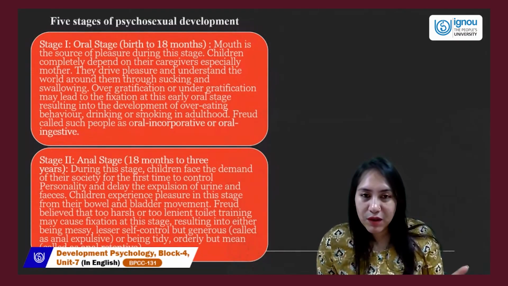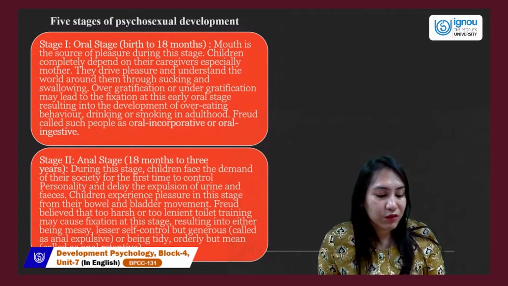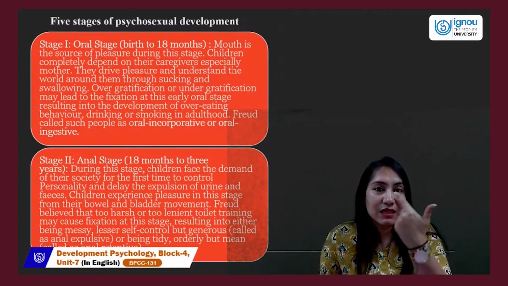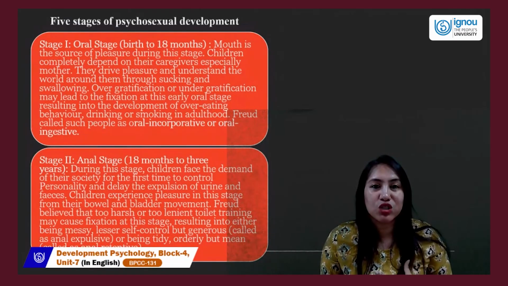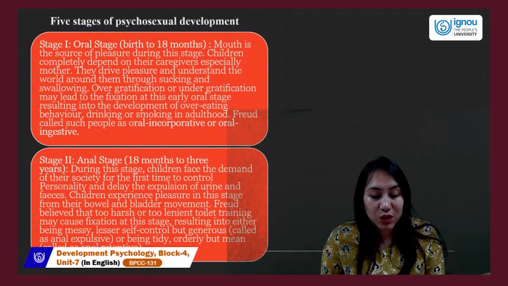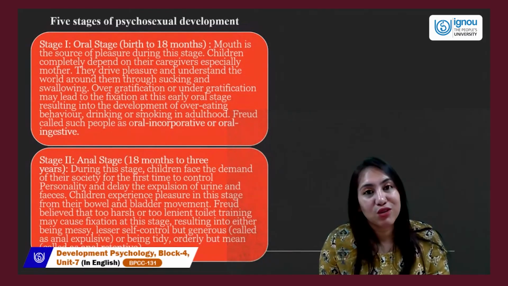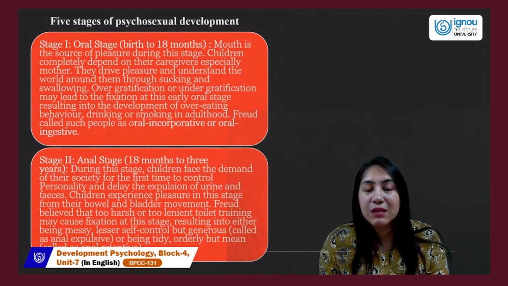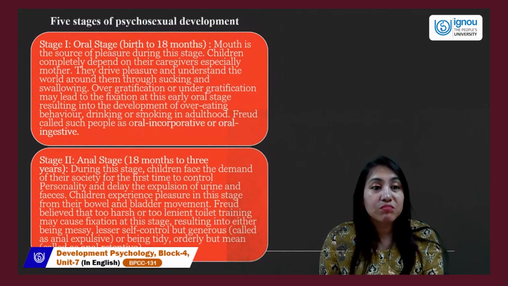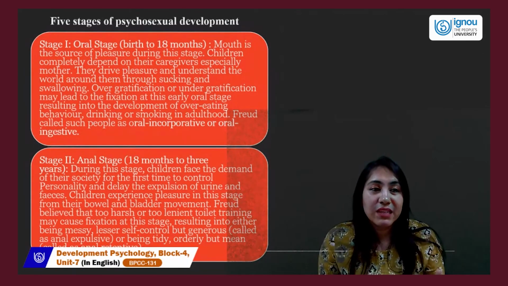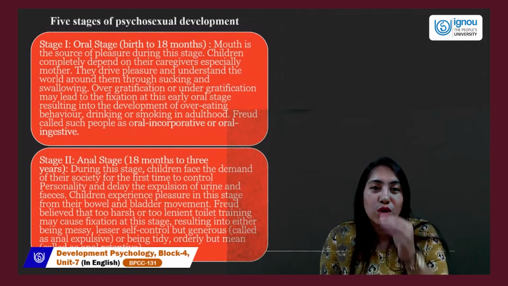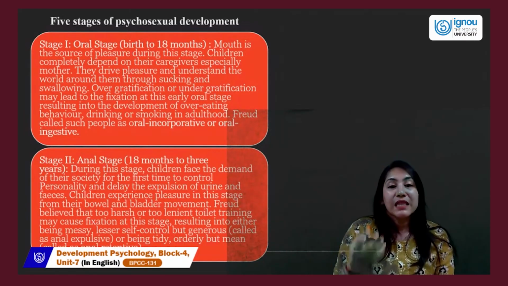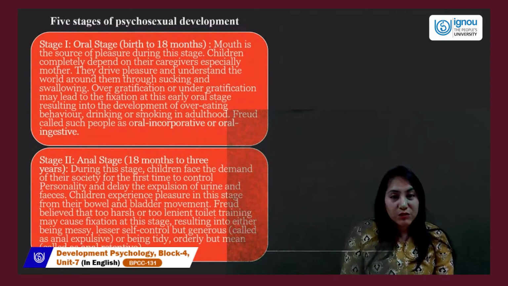Let's start with the first stage of development. This was called the oral stage of development, from 0 to 18 months. Here, the erogenous zone is the mouth, the pleasure-seeking part of the body which needs to be satisfied. Children are completely dependent on their mother for sanitation, caregiving, food, thirst, everything. So children completely depend on their caregivers, especially their mothers, and they derive pleasure and understand the world around them through suckling, swallowing, nibbling all the time. So the mouth is always active, and they derive pleasure from that.